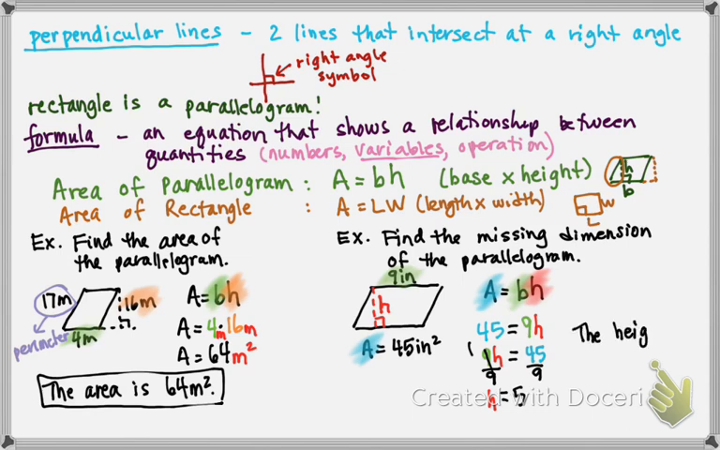is, now this is a dimension, so it's not going to have a square label, right? The square label is simply for area. So the height is 5 inches. Okay, so I'm just going to jot a little note here.